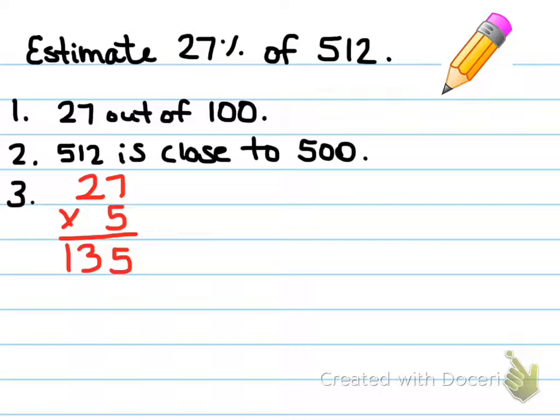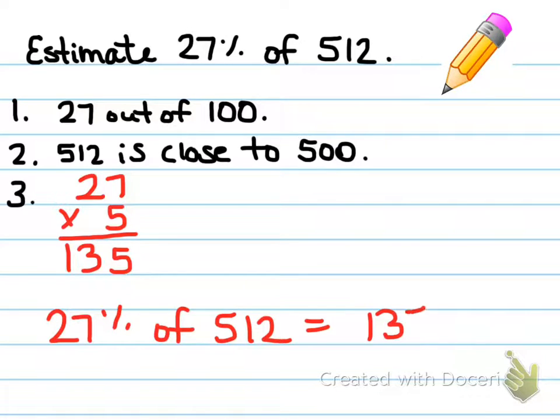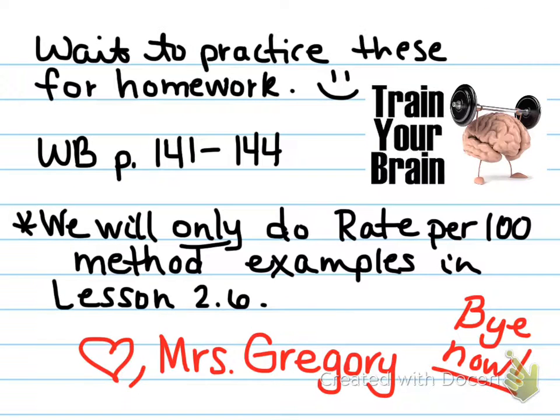So the answer, estimating 27% of 512, your answer is 135. This really is a fairly easy method, and it works most of the time. I won't say all of the time because there are some trickier problems, but they do want you to know how to do this easy way to figure out and estimate percent. Okay, once you've copied everything, move to the next page.